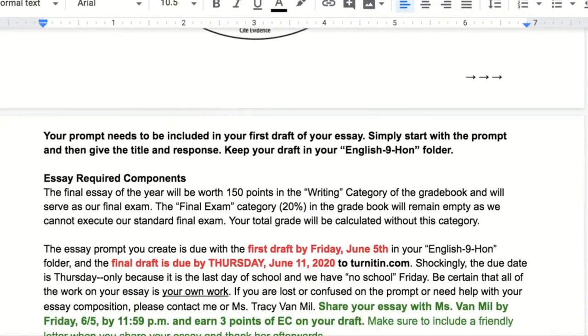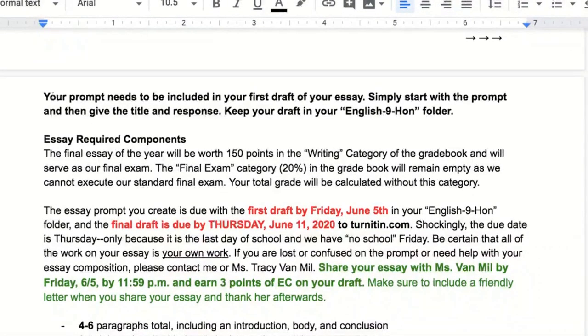So anyway, I'm asking for your prompt to be on your first draft. So you can just do your MLA heading and then give me the prompt, just literally write prompt, colon, and then give the prompt, and then title your essay and give the essay. If you want to run your prompt by me before the Friday that the first draft is due, I'm super excited and willing to do that.